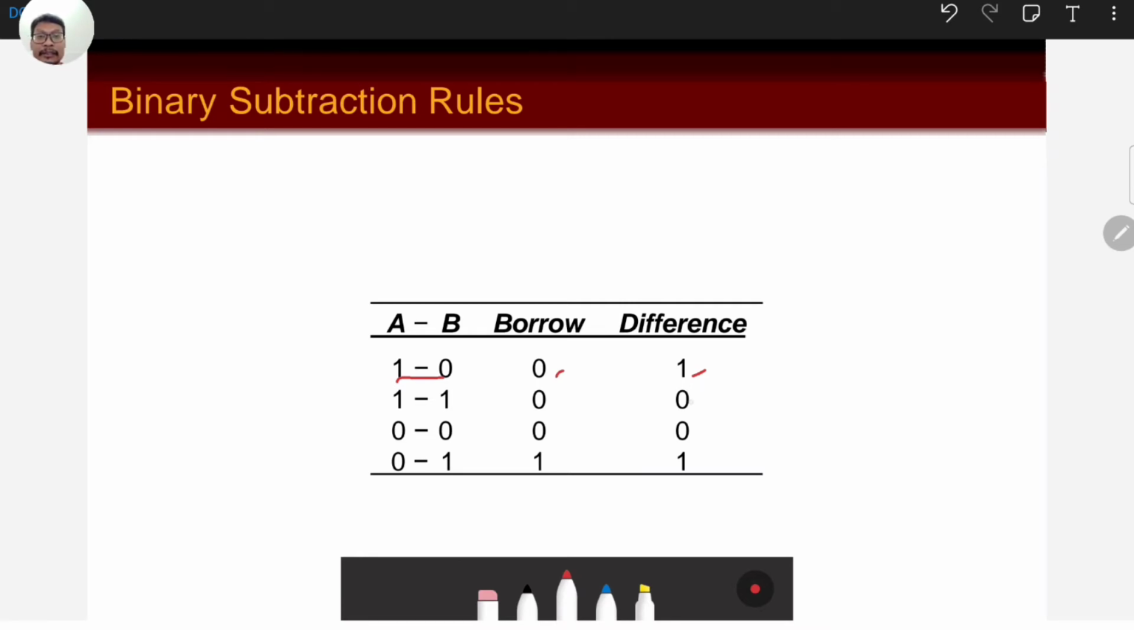1 minus 1 is a 0 with also a 0 borrow. 0 minus 0 is a difference of 0 with a 0 borrow. However, 0 minus 1, which is supposed to be negative 1, we'll have the answer as 1, 1. The borrow is a 1 and the difference is a 1. So that's a little bit of the difference there. We'll look into more details later why a negative 1 is actually a 1, 1.